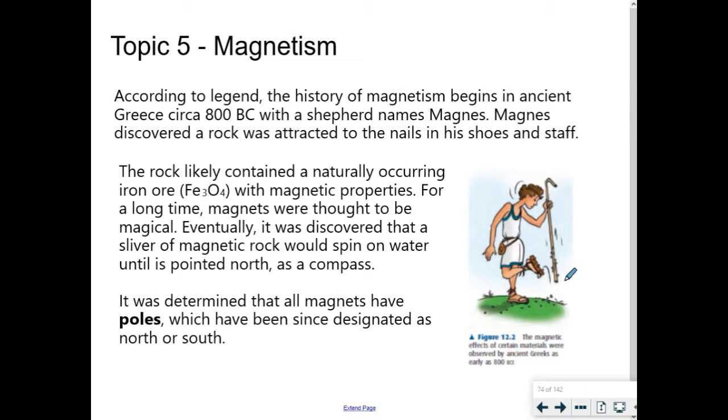Now, at least from what I've found in research, that's the first recorded knowledge of someone discovering this kind of concept. I'm sure it was discovered well before 800 BC, but this is at least the first time we have it recorded, if that's fair. So, what we believe now is that it probably was an iron ore rock that Magnus had discovered, and it was probably Fe3O4. I actually want to pause on that for a second, because for any of you who have taken chemistry, that may seem like a very odd compound if you haven't heard of it before.